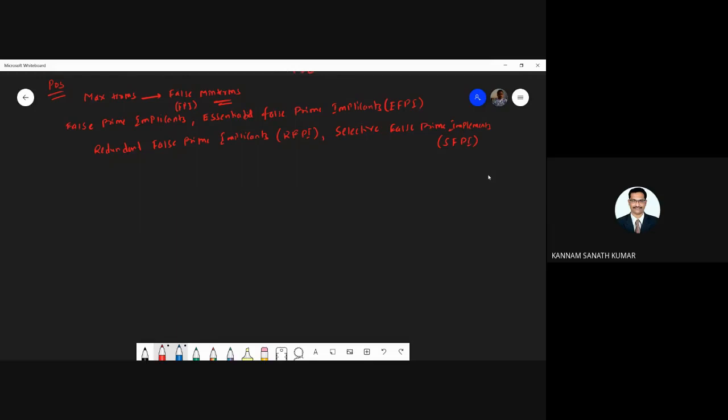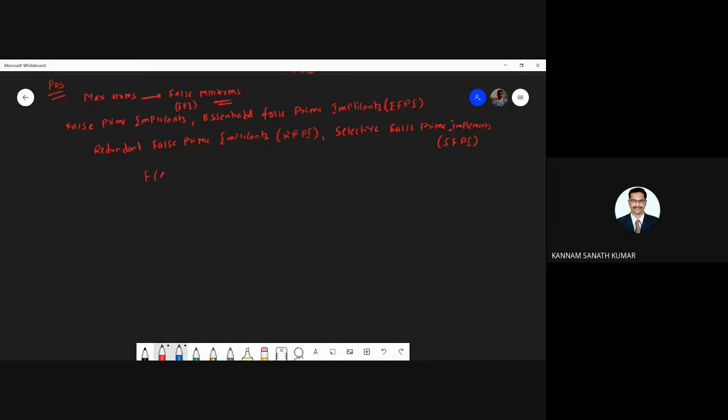So redundant means the same as whatever we discussed. That means the prime implicant whose zero is covered at least by one EPI is called a redundant false prime implicant. Okay. So a selective false prime implicant is nothing but the prime implicant which is neither an essential false prime implicant nor a redundant false prime implicant. We call it a selective false prime implicant. Okay. So we'll see one example.